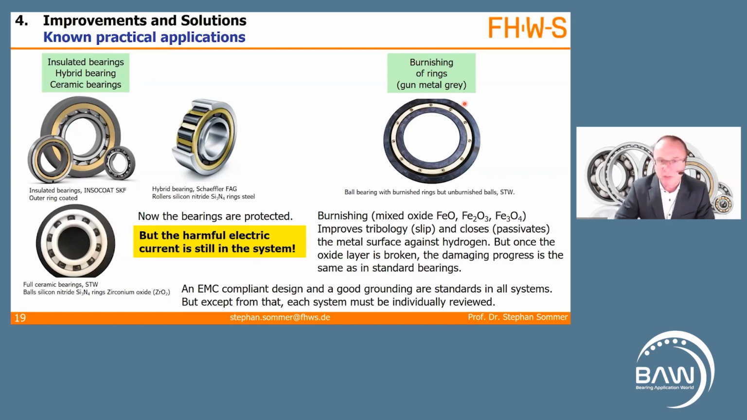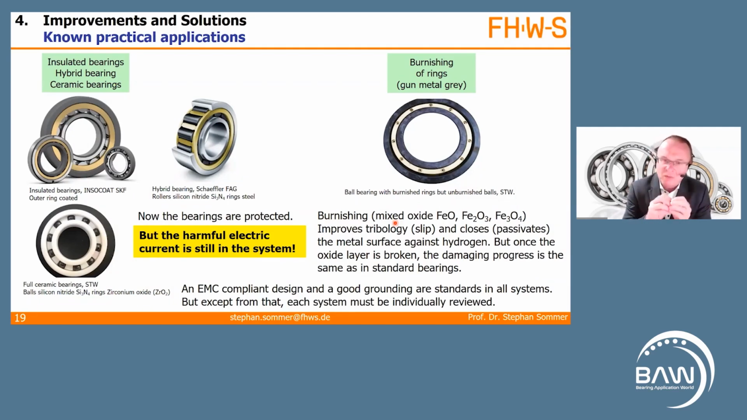Burnishing of rings is a good idea too. We see here a picture of inner and outer ring burnished, a brass cage, and blank steel balls. Burnishing is a mixed oxide, and it improves tribology. For example, it helps against slip a while. And it closes, it passivates the metal surface against the harmful hydrogen.